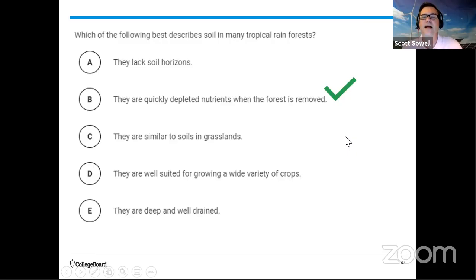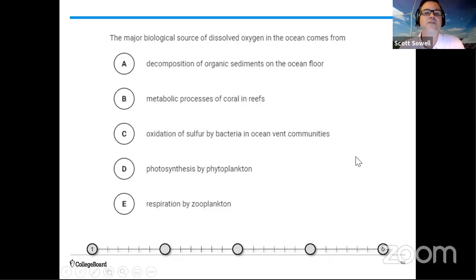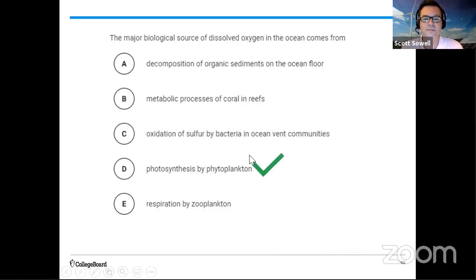And we talked about that lack of buildup of nutrients within the A horizon of a tropical rainforest because the plants assimilated them so quickly. This one says the major biological source of dissolved oxygen in the ocean comes from, well, we just mentioned that, phytoplankton.